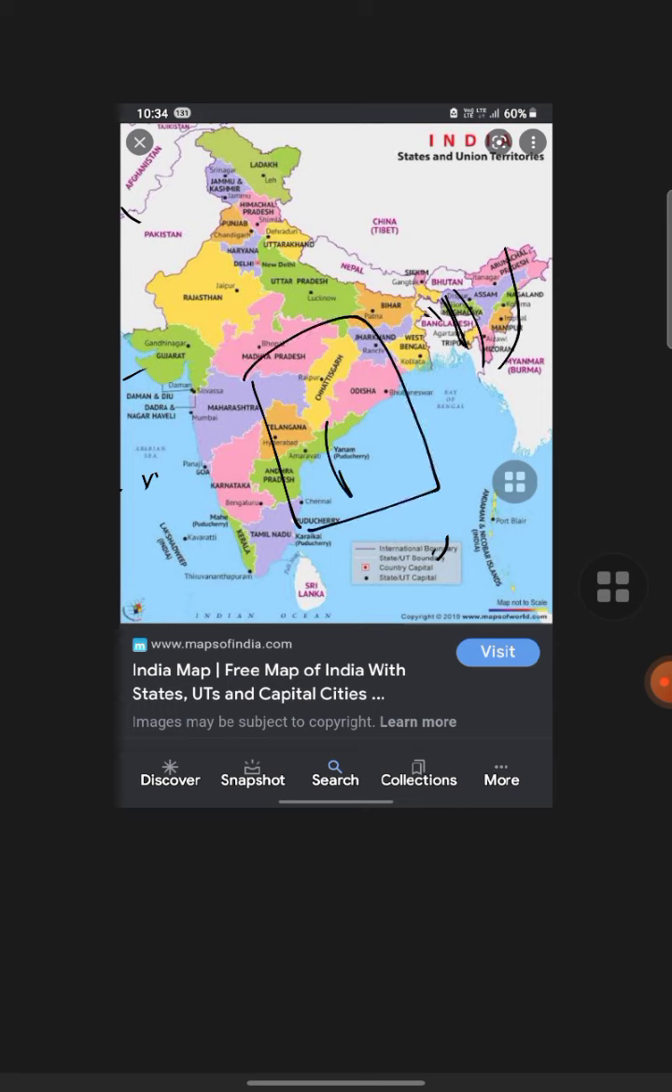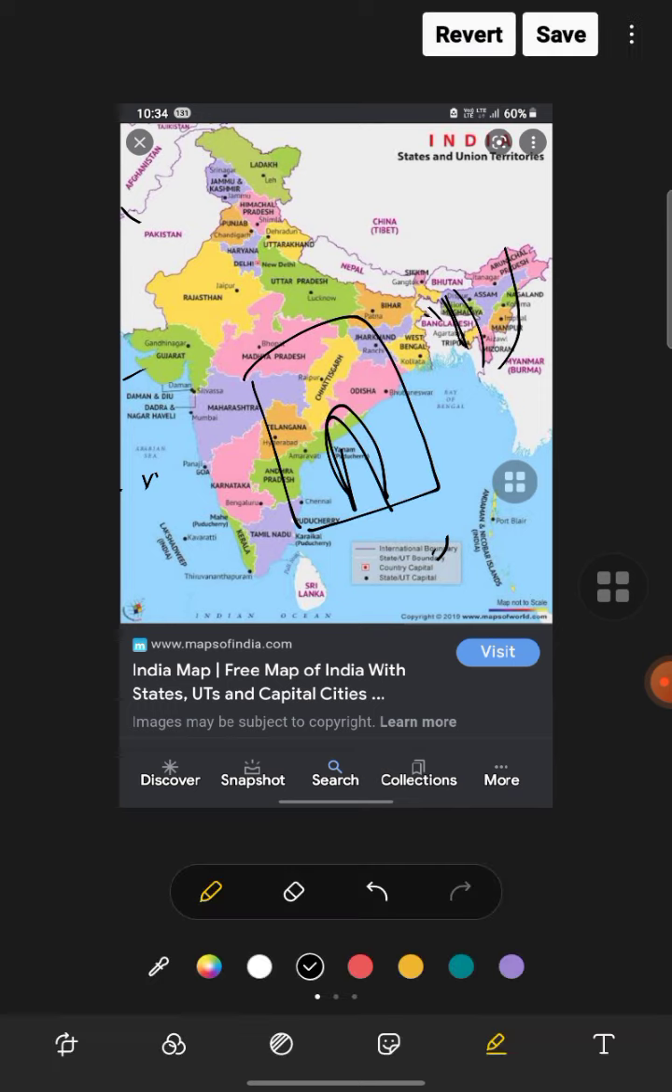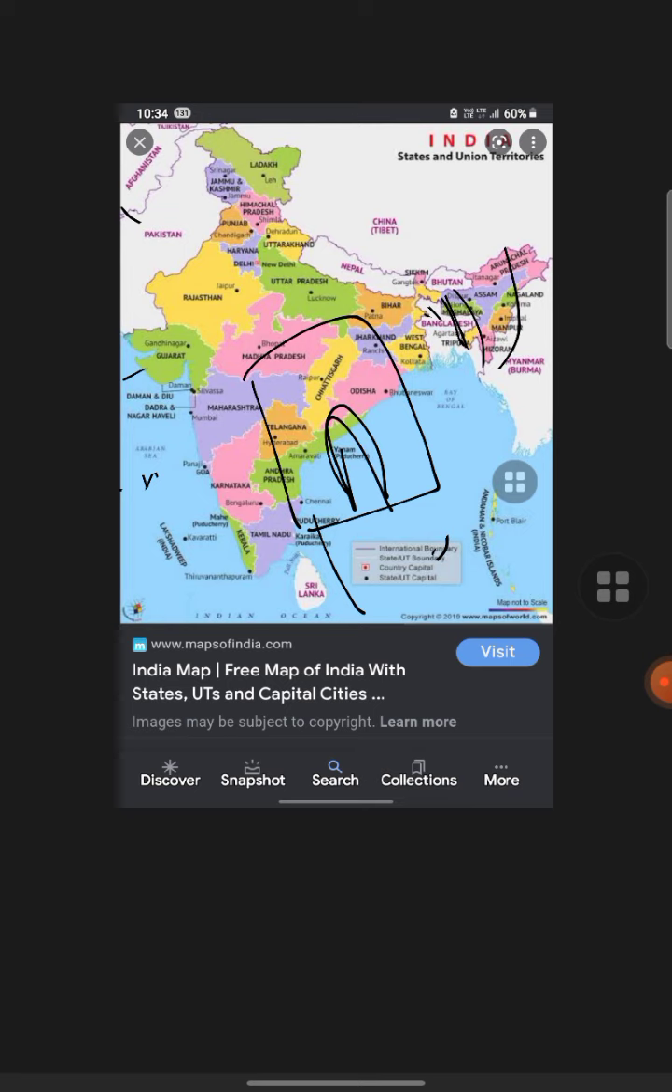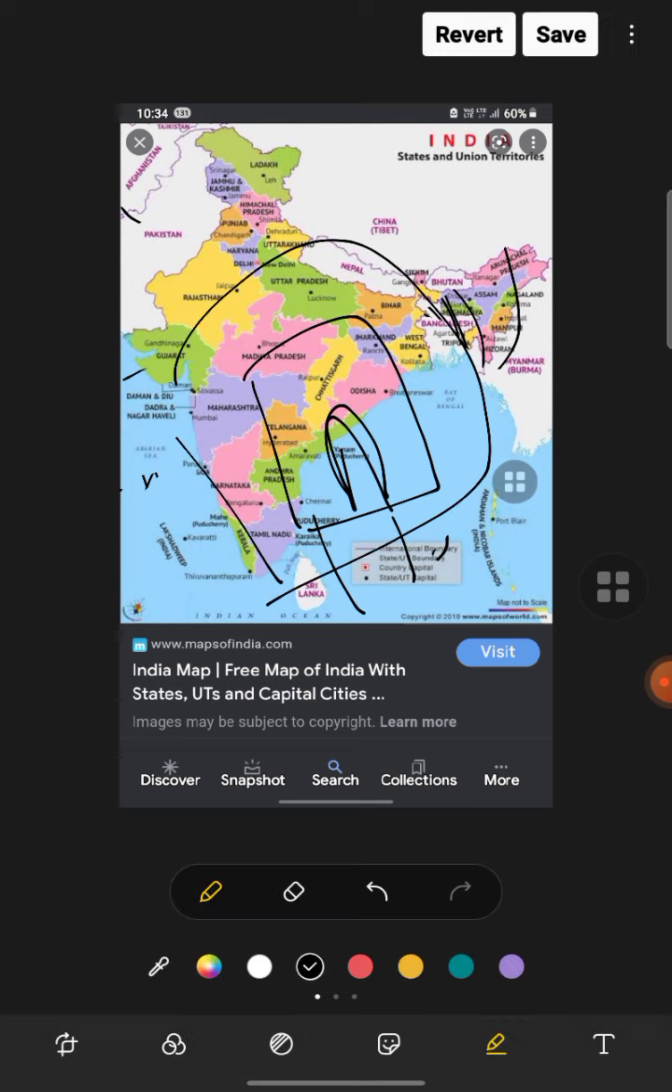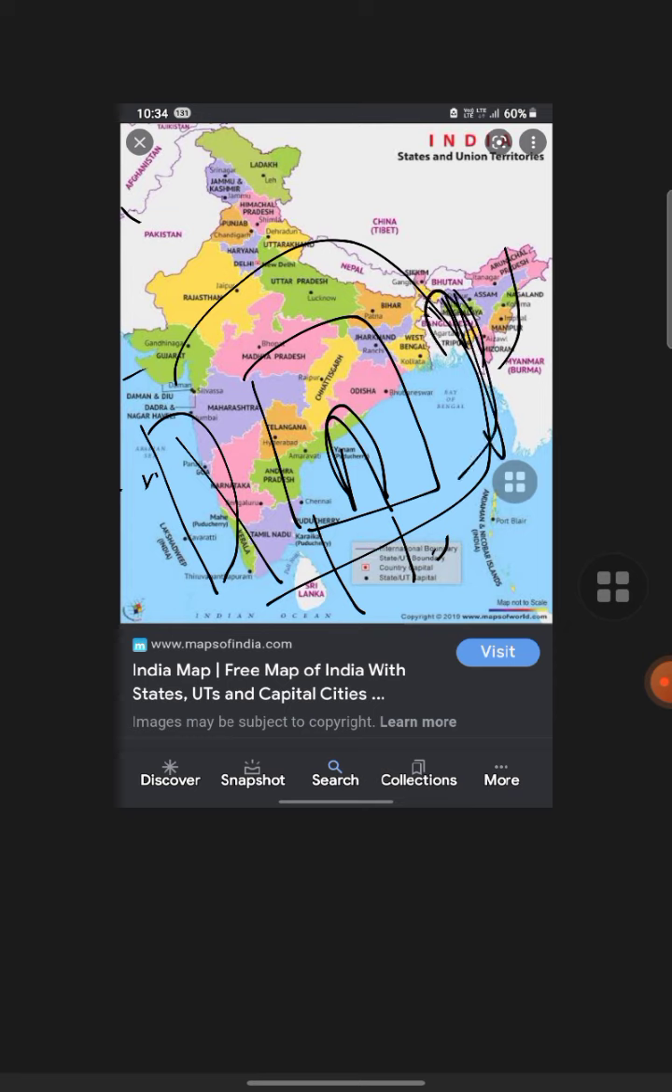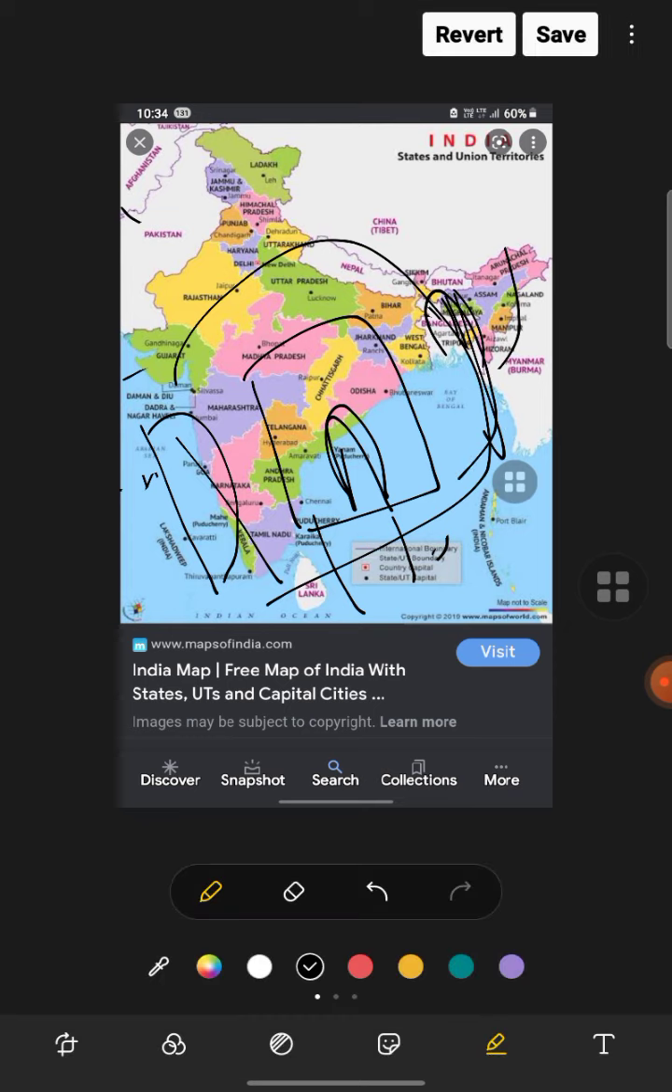The Garbhagriha is where the principal deity is, and the mandapa is the entrance of the temple. Some mandapas are designed for a large number of worshippers. This is the Shikhara, and the Vahana is the mount or vehicle. The deity is placed mainly in the sanctum sanctorum.